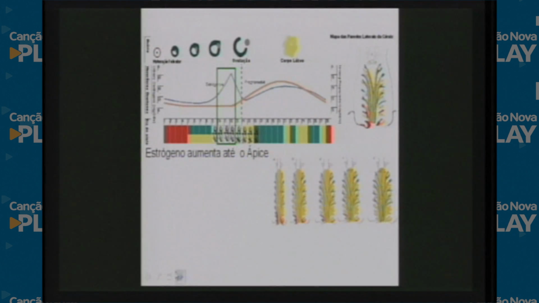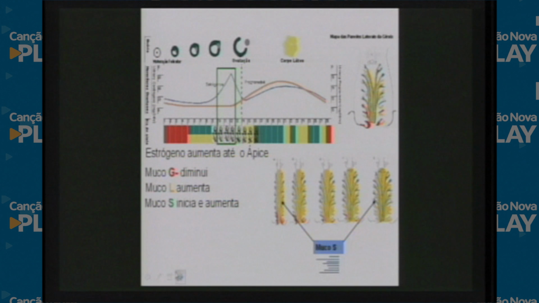The estrogen levels are rising towards the peak. The G mucus is diminishing over the next few days. The L mucus starts to increase. The S mucus begins and increases. P mucus now occurs again, getting close to ovulation.